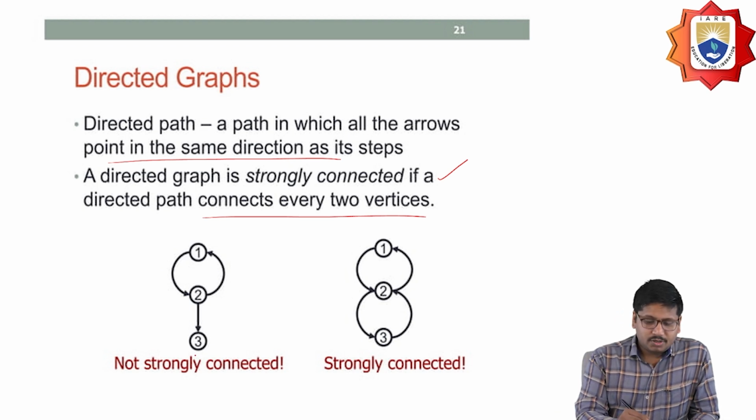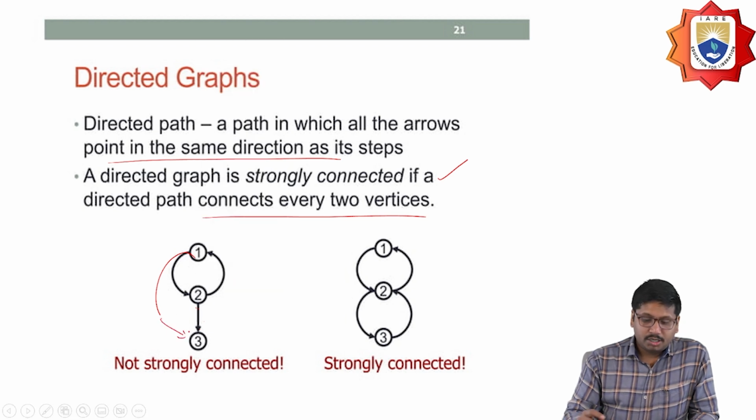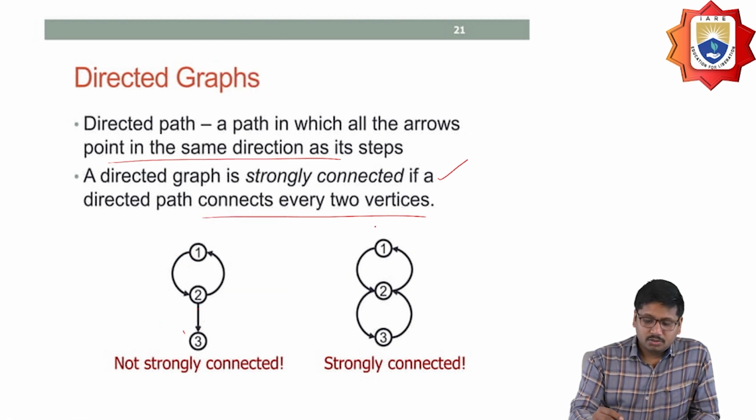Suppose in this graph we have three vertices, and all the nodes are connected properly. That's why it should be not strongly connected. Why? Because there is an edge from 1 to 2, and then 2 to 1, and 2 to 3, but there is no direction from 1 to 3. So that's why it is not strongly connected. If you look at this, there is an edge from 1 to 2, 2 to 3, 3 to 2, 2 to 1. This kind of graph we can call strongly connected.